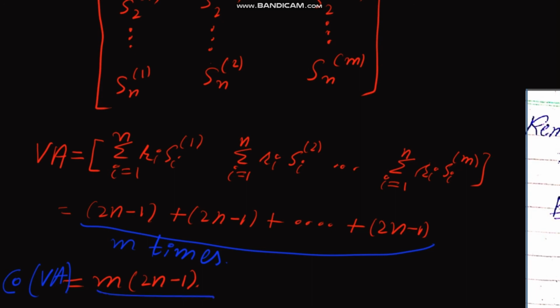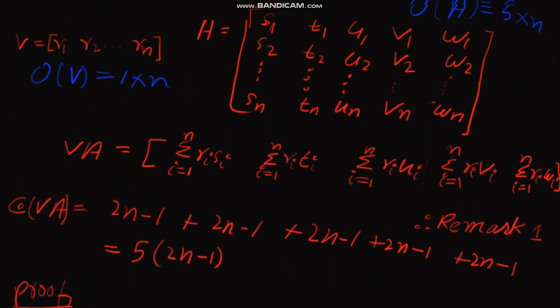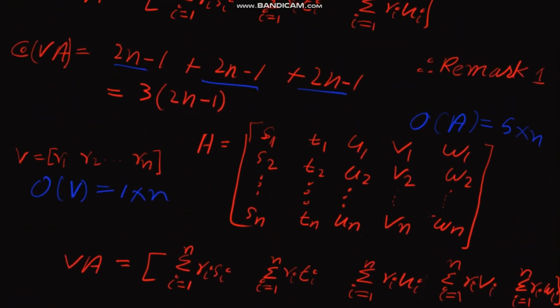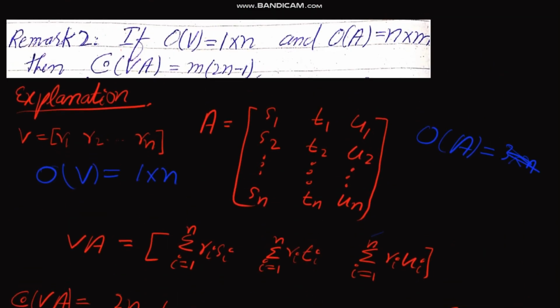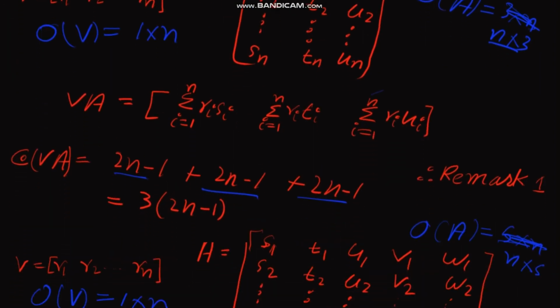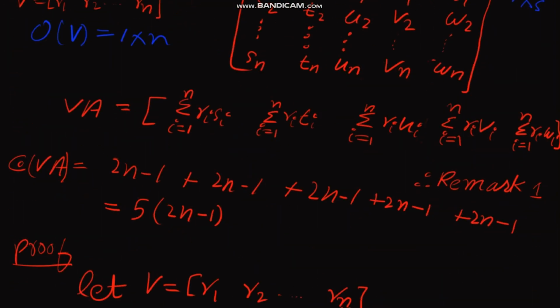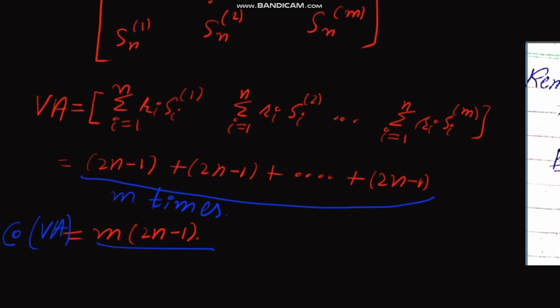Maybe I have made a mistake here. Let me see. It has how many rows? It has n rows, so I have made a mistake here. Let me correct it. It is n rows and 5 columns. And similarly I have made another mistake here. It has n rows and 3 columns. So sorry for that. I made this little mistake in the first, second, and the last one.